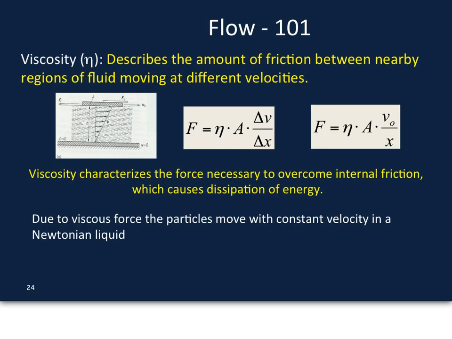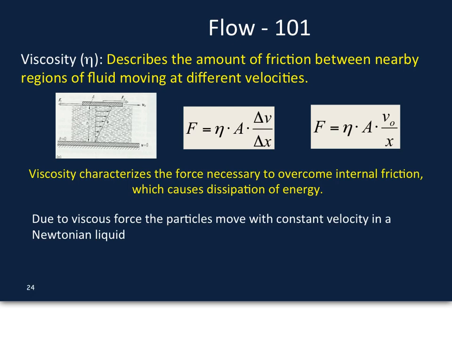Now this eta number, viscosity, is a parameter that describes the amount of friction between nearby regions of fluid that are moving at different velocities. The way to understand this is that the viscosity predicts the force that you'd have to apply to one layer of fluid to push it at a given velocity with a given plate that has a certain area A here. So it helps you characterize the force that's necessary to overcome the internal friction, which of course causes a dissipation of energy if you apply that force.